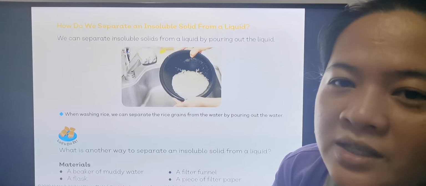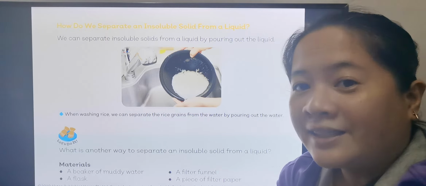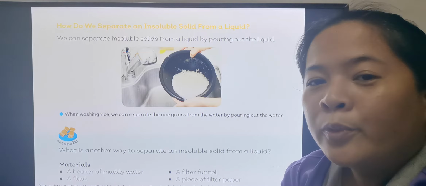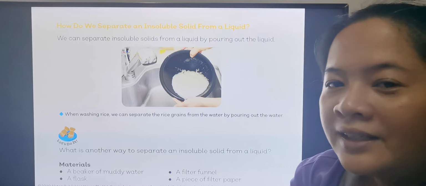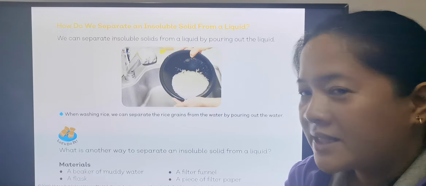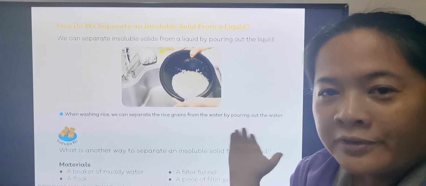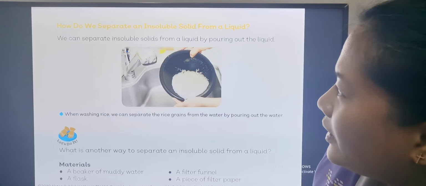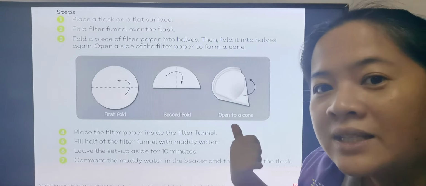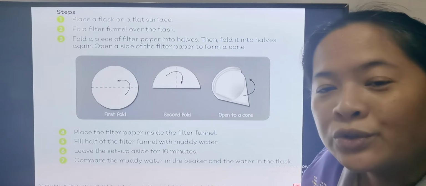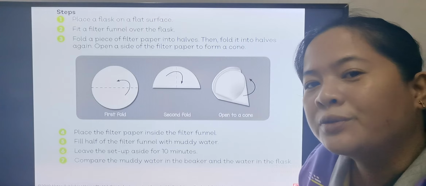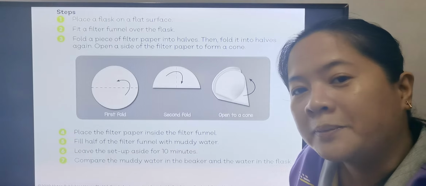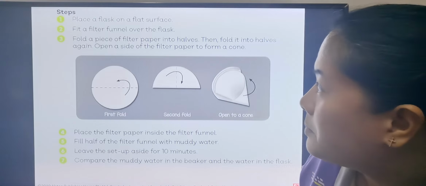Yesterday we studied about decantation. Teacher Maria said that it's the process where you pour out the liquid from the insoluble solid. An example is when you wash rice, you pour out the liquid. And this is filter paper. Next week I'm going to demonstrate these processes of separation, separation of mixtures.